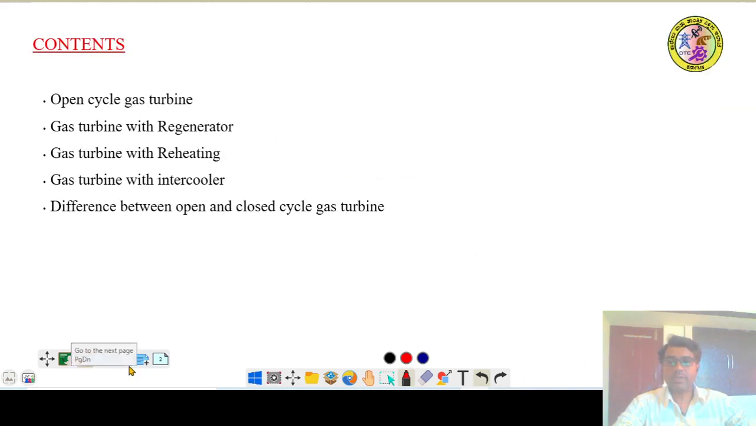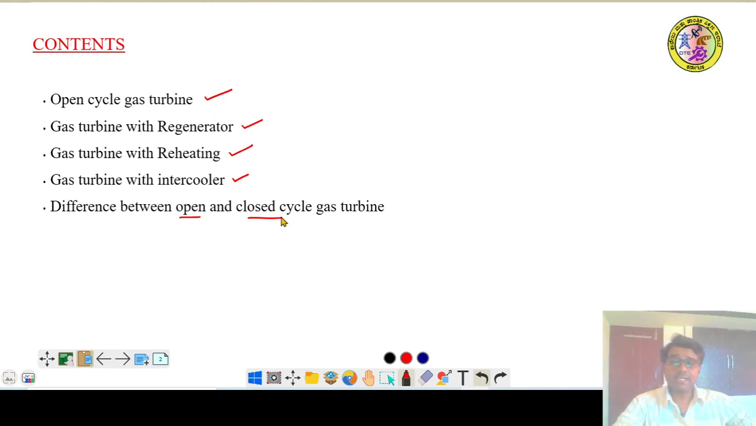In today's topic, we are going to cover the open cycle gas turbine engine, gas turbine with regenerator, gas turbine with reheating, gas turbine with intercooler, and the difference between open cycle and closed cycle gas turbine.